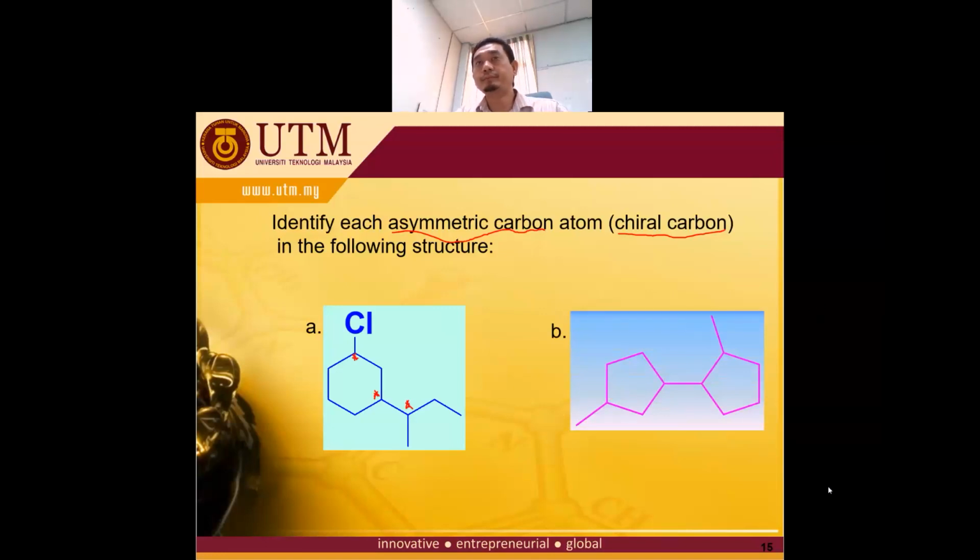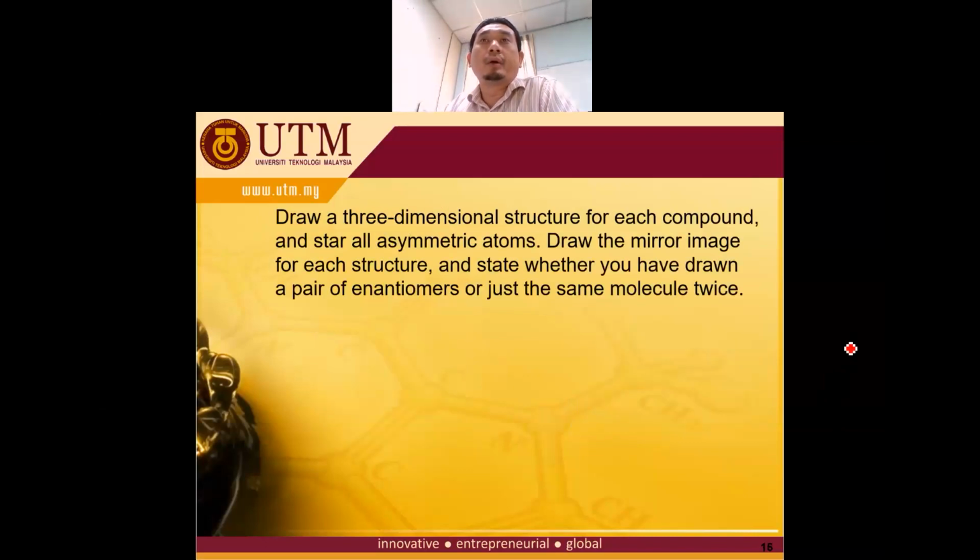Second compound. 4, right? Okay, good. The answer is 4. 1, 2, 3, 4. So there are 4 carbons that have 4 different groups attached to the carbon. So that's the definition of the chiral carbon. Good, so you understand the concept. Okay, this is the next question.